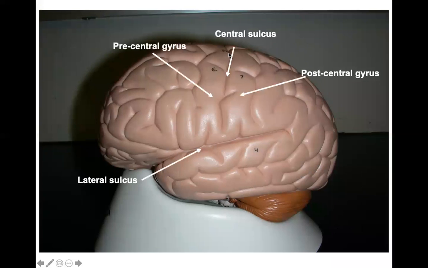Going forward, the line that is separating the frontal lobe from the parietal lobe is the line that you see right here called the central sulcus. The area immediately in front of the central sulcus is called the precentral gyrus, and the area immediately after the central sulcus is called the postcentral gyrus. You have another sulcus that is separating the temporal lobe from the frontal lobe, and this sulcus is referred to as the lateral sulcus.